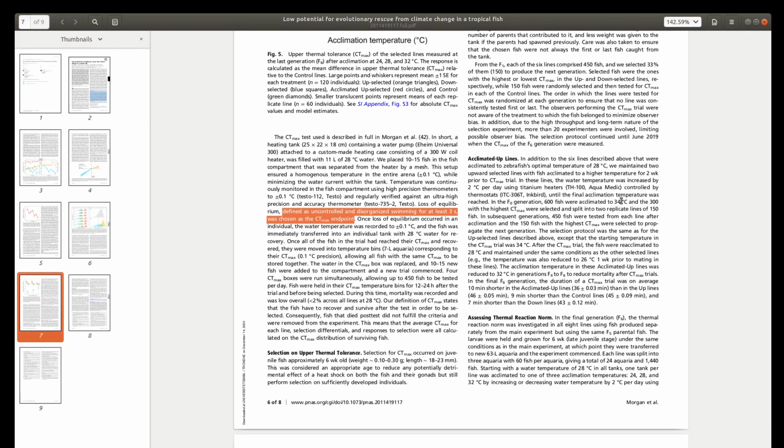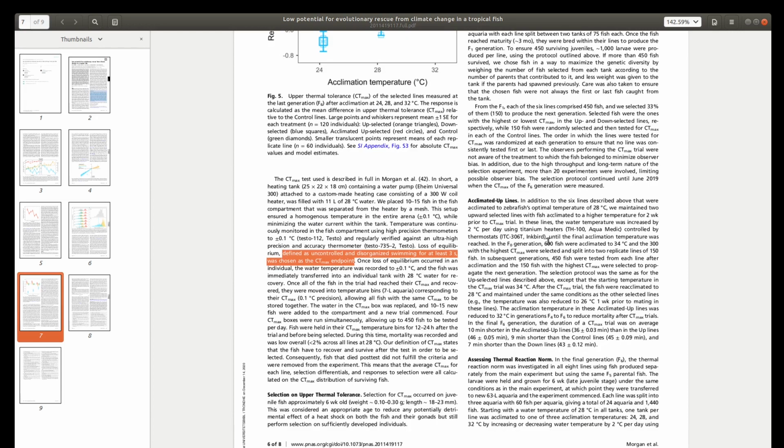Some fish tolerated a high increase in temperature, some were less tolerant. And so they separated out the fish and put them in separate bins depending on their thermal tolerance as exhibited in this test. Then out of the resulting fish, they chose three treatment groups, the control group, and then the group that had the highest thermal tolerance, and the group that had the lowest thermal tolerance. And then they allowed each of those three groups to mate in the aquarium to produce the next generation.